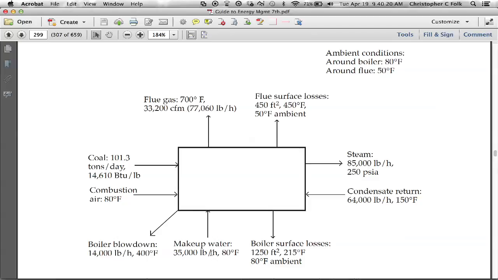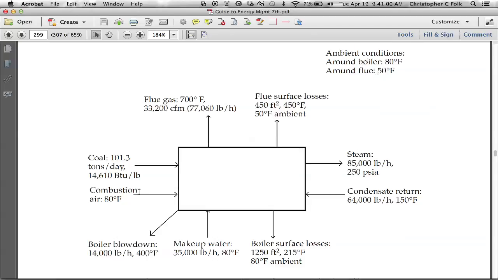So what else is coming in? Well, we're going to need to bring some makeup water in, right? And that makeup water is going to come in at a tempered 80 degrees Fahrenheit. If it was coming straight out of the ground or straight out of the water treatment facility, it might be much cooler, but we're going to use other equipment to raise that temperature so that we do not lower the efficiency of the boiler. What else is coming in? We have to have combustion air. That too is going to come in at 80 degrees Fahrenheit. If we can control that, we'll have better control of the system.